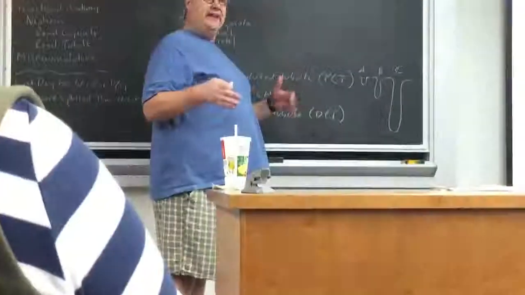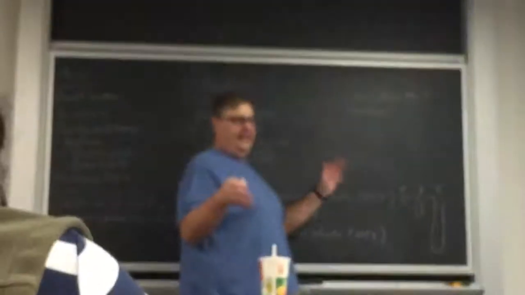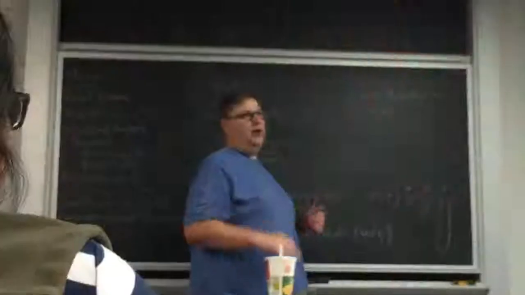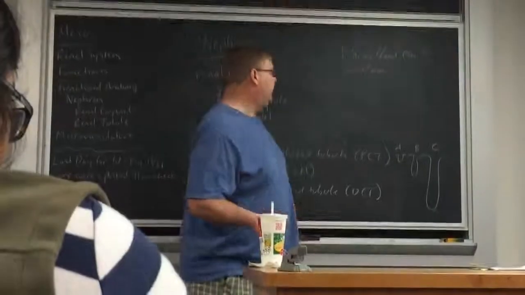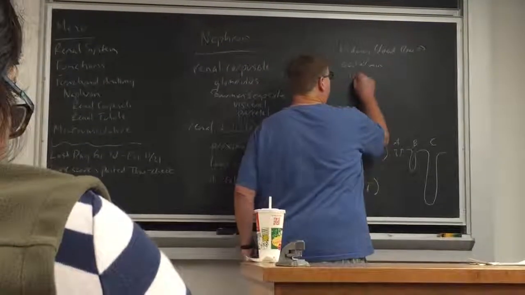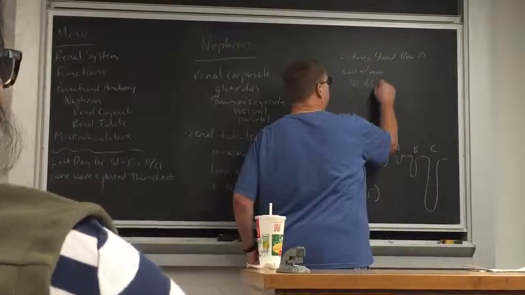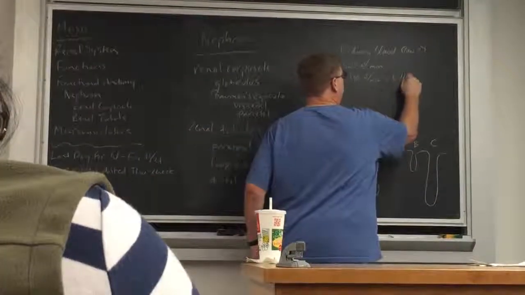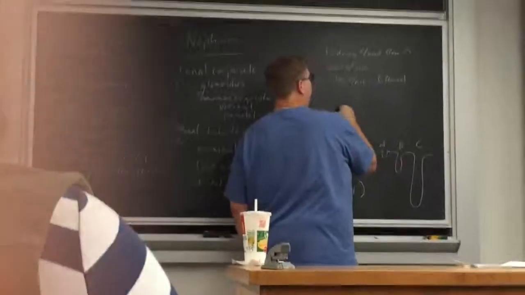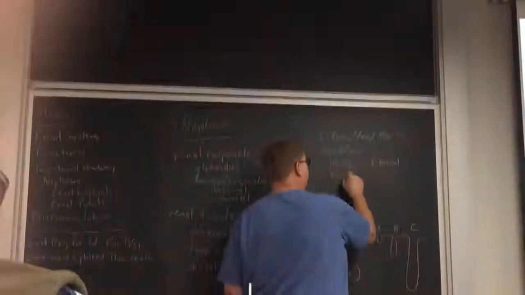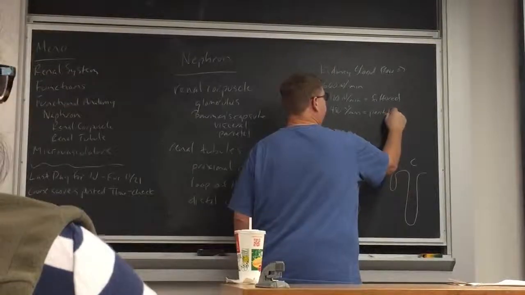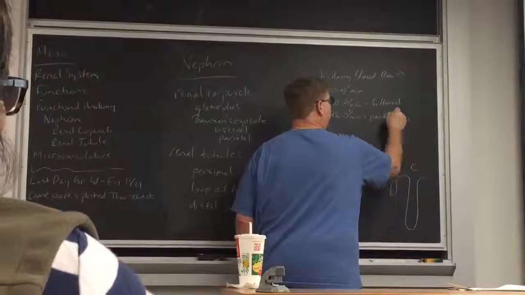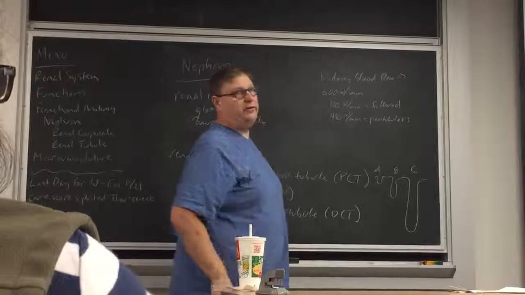600 mL per minute is not bad, and that's all of your kidneys, both of them. So how much goes through the afferent arteriole? Well, 600 mL per minute. Maybe 120 mL per minute gets filtered, give or take, and that leaves 480 mL per minute that goes eventually to the peritubular capillaries. Does that make sense? What doesn't get filtered comes out the efferent arteriole.